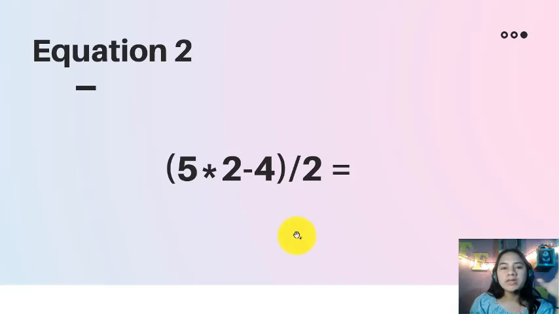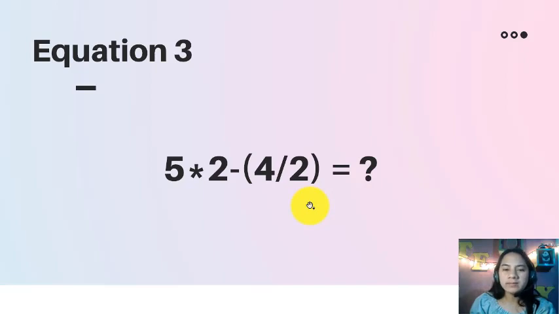However, if parentheses are in the expression, you need to solve the expression within the parentheses first. How do you do that? That would be 5 times 2, 10 minus 4. That would be 6 divided by 2, that is 3. And how about this one? Of course, you need to solve what is in the parentheses first, so 2. And then 10 minus 2 gives us 8.